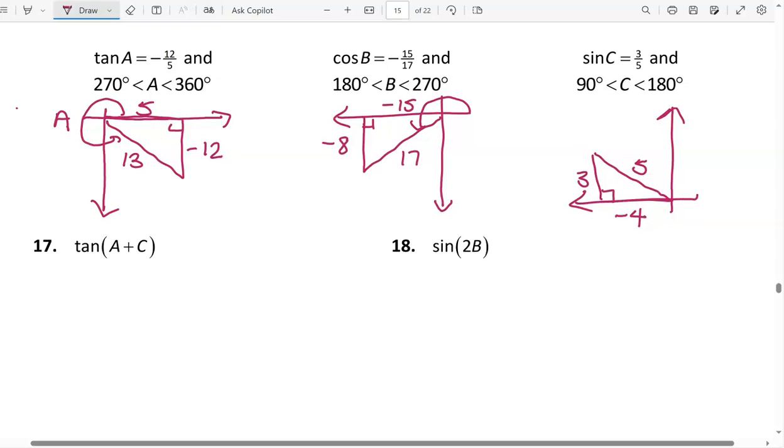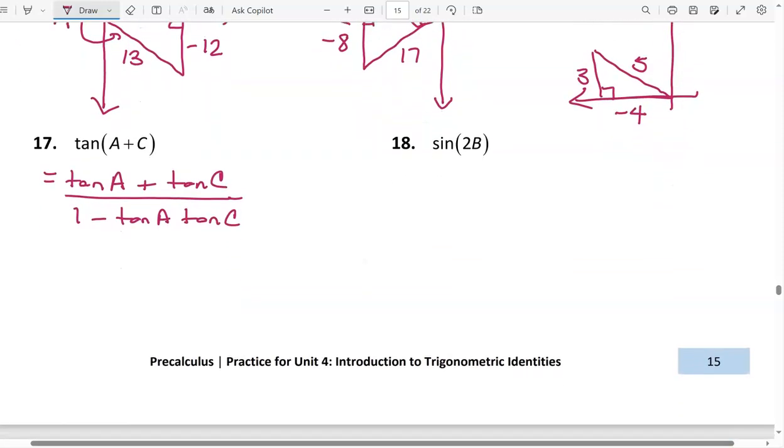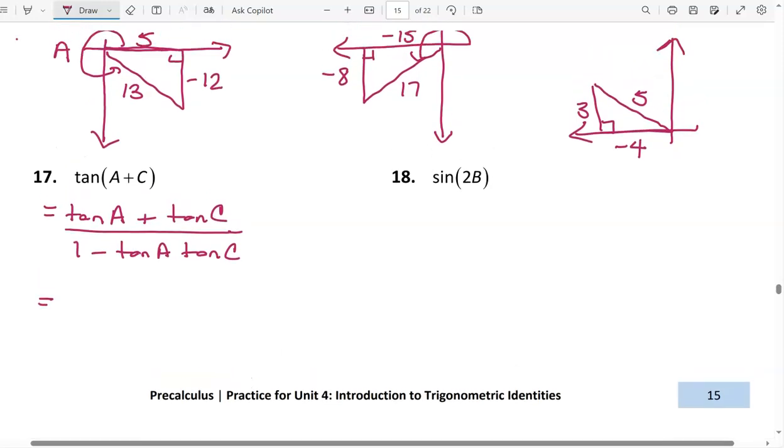For number 17, we're asked to find the tangent of A plus C. And using a trig identity, that is the tangent of A plus the tangent of C divided by 1 minus the tangent of angle A times the tangent of C. Now I'm going to substitute the numbers from the drawings above. Tangent of A is negative 12/5. Tangent of C is negative 3/4. And I'm going to replace those same values in the denominator as well.